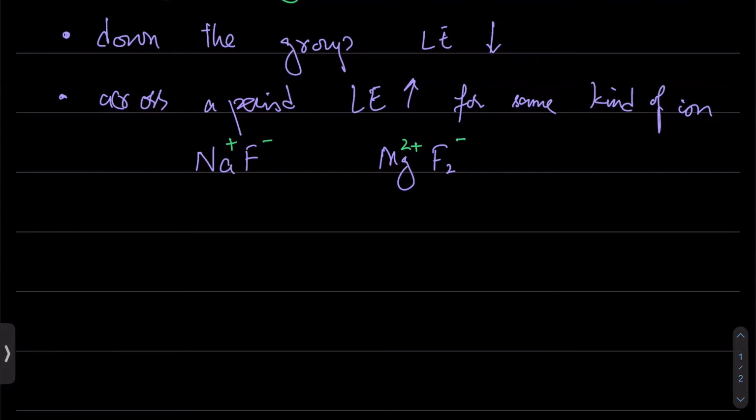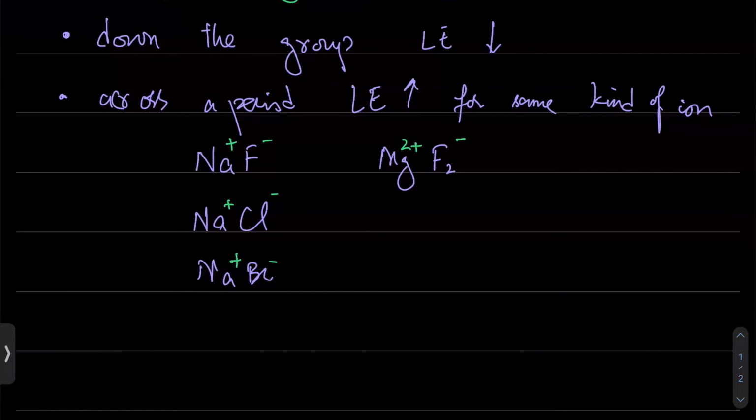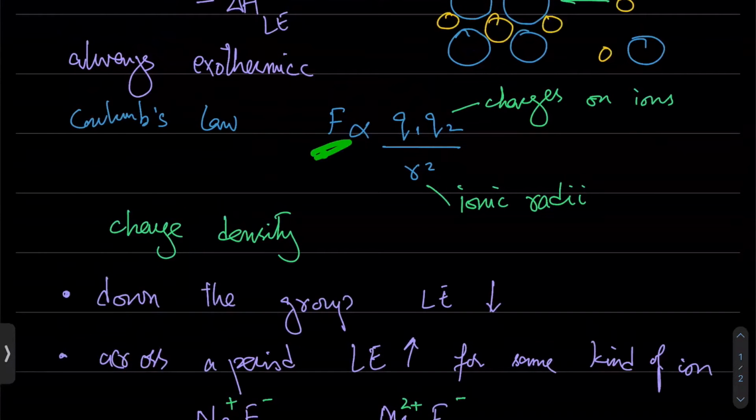Now let me compare sodium fluoride with sodium chloride or sodium bromide. So how does their lattice enthalpy change? Clearly, they have the same positive charge, same negative charge, but the charge is being distributed on a bigger ion now. The negative ion has increased, right? So fluoride is small, chloride is bigger than that, bromide is bigger still. And because of this greater size, we can clearly see that the values will start to go down. And that's exactly what we expect, and that's exactly what happens. The lattice enthalpy decreases.